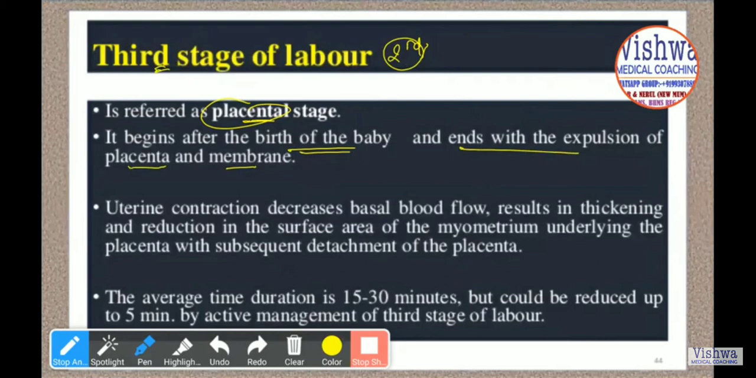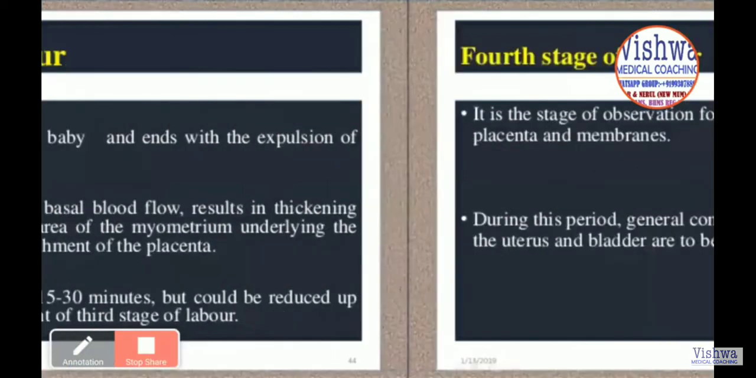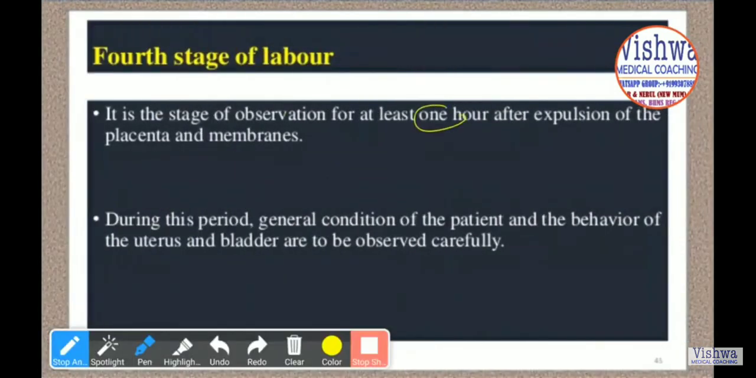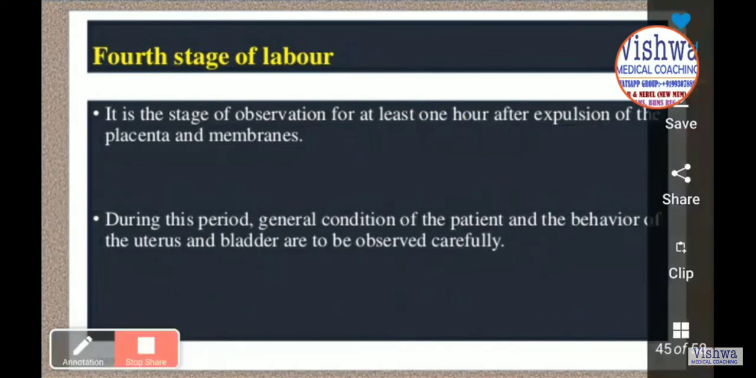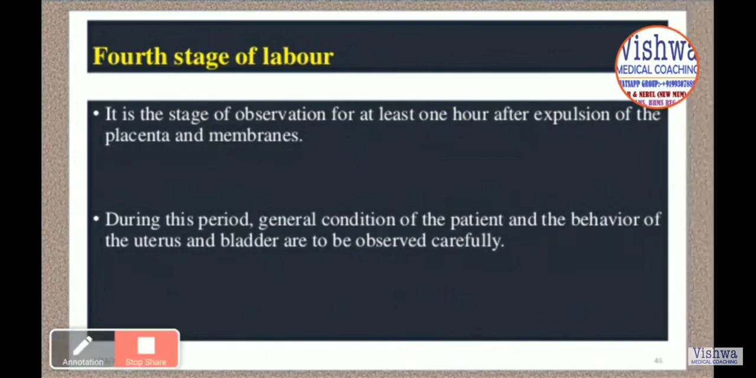Remember what happens? The baby has come out. Uterine contraction increases, which decreases the basal blood flow, and it causes the separation of the placenta and thickening of the myometrium, and that leads to expulsion of the placenta. This takes about 15 to 30 minutes. And the fourth stage is at least 1 hour of observation after the placenta and membranes have come out. Remember, stages of labor is commonly asked as an important question in normal labor.